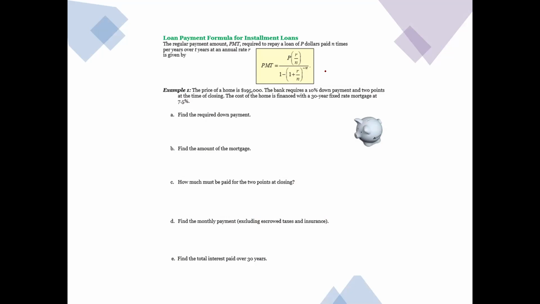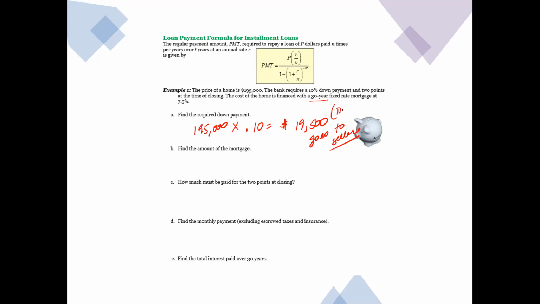You're buying a home for $195,000. The bank requires you to put a 10% down payment and 2 points at the time of closing. The cost of the home is financed for a 30-year fixed mortgage at 7.5%, which is actually pretty high because nowadays it's around 3%. Find the down payment. You're going to take $195,000 times 0.10, which is your down payment. If you multiply that, you will have to put $19,500 down. And this goes to the seller.